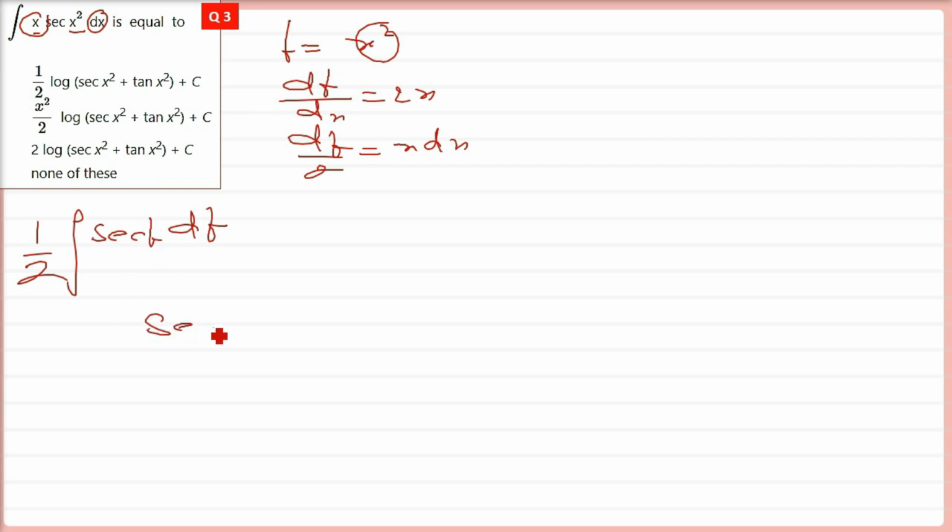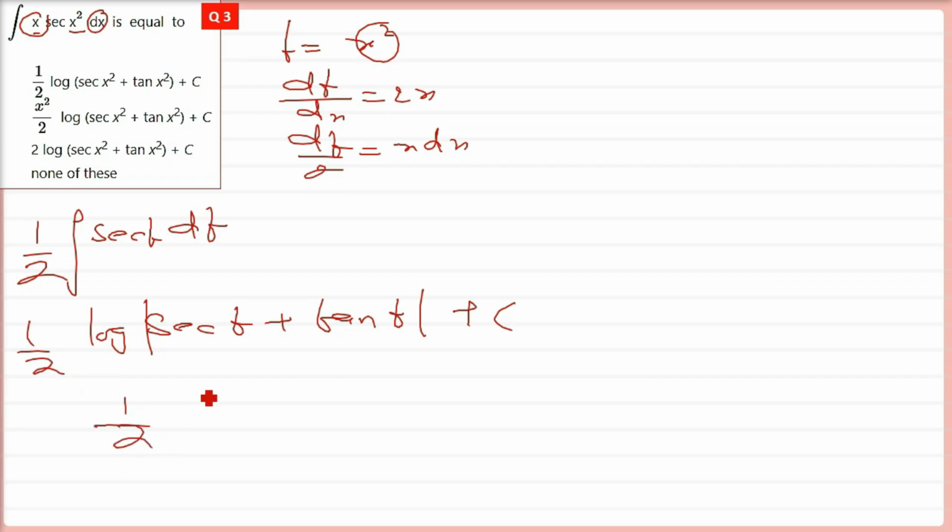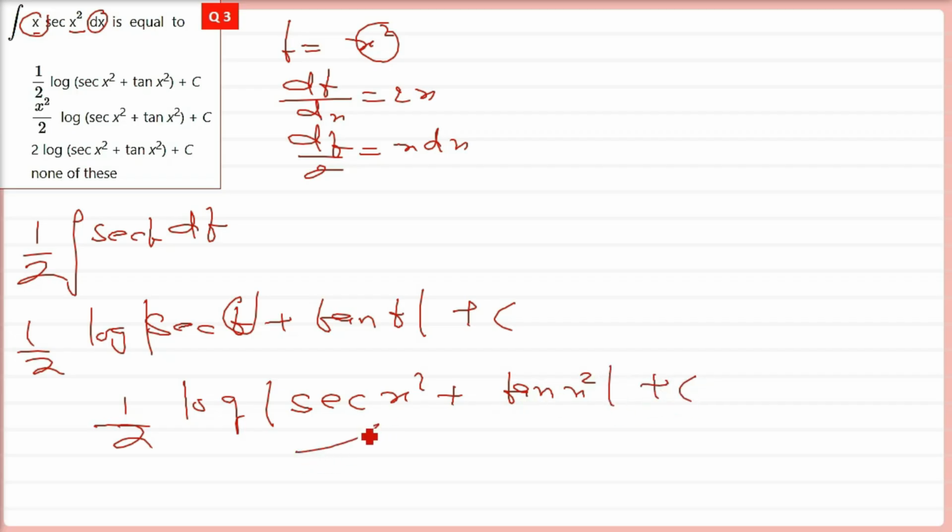Integration of sec t we just have done. I told you, log modulus of sec t plus tan t plus a constant of integration. Half remains here. Now t was taken as x square, so it will be half log modulus of sec x square plus tan x square plus constant of integration, because I'm replacing t by x square. This is your final result.